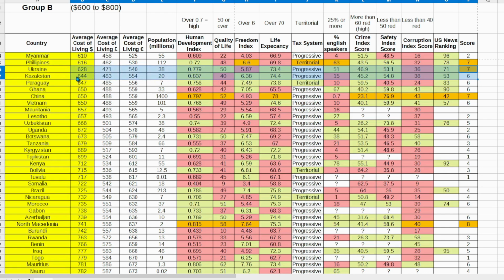So we then have Ukraine, which gets a score of 7, and we have China, which also gets a score of 7. So the cost of living in China is $650, which is £488 per month, or €559 in euro per month.